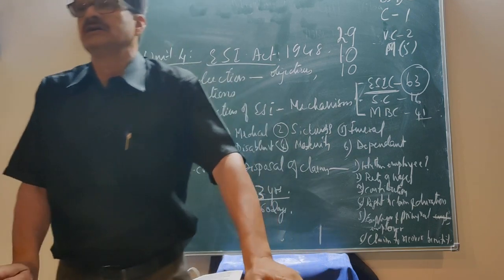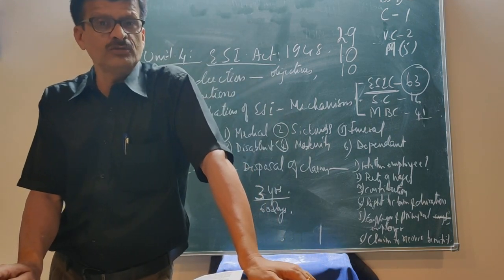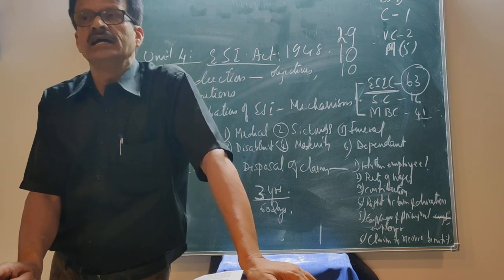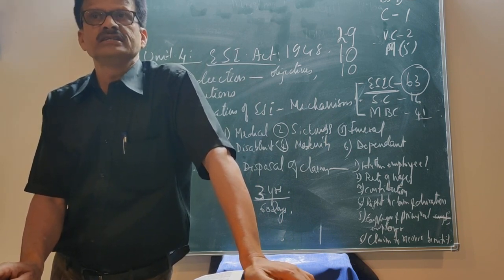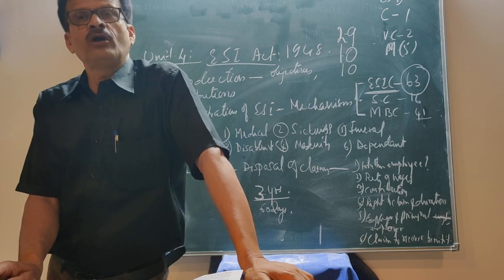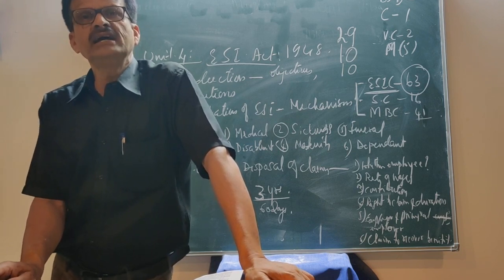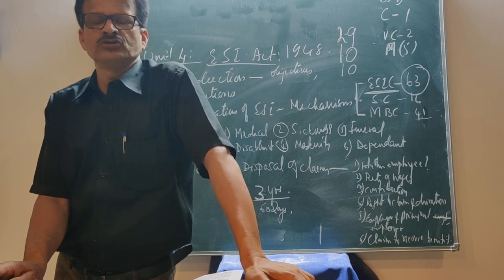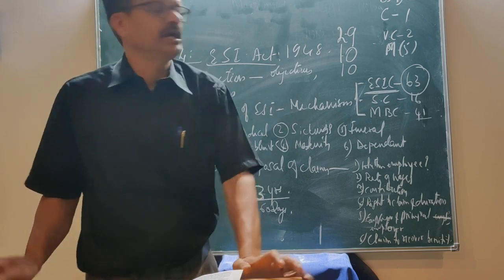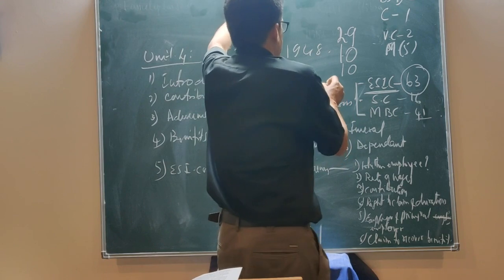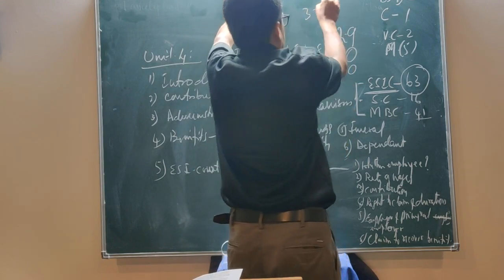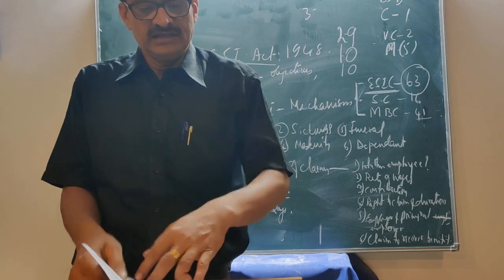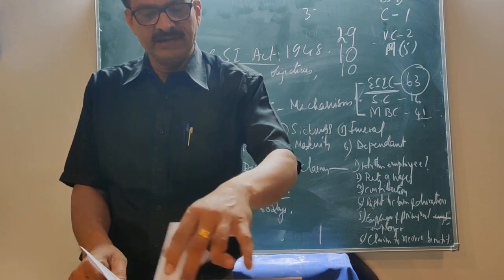And 10 other members to be nominated by the central government, 10 persons representing employees. Yes, this is important. 10 persons representing employees are to be nominated by the central government, but after consulting the associations, trade unions.